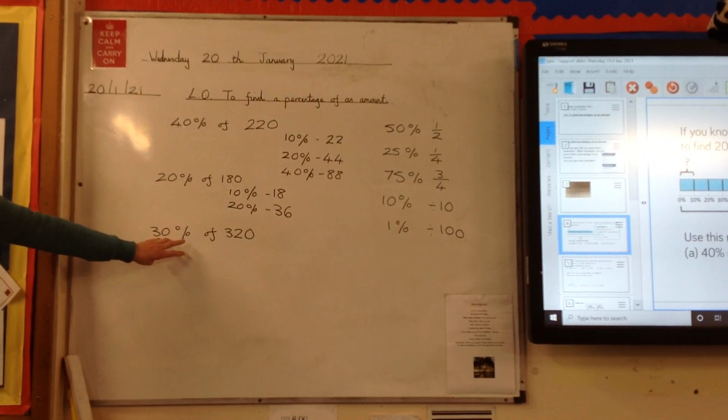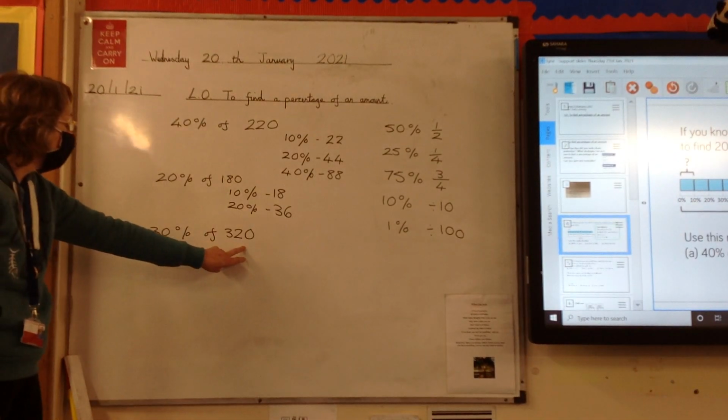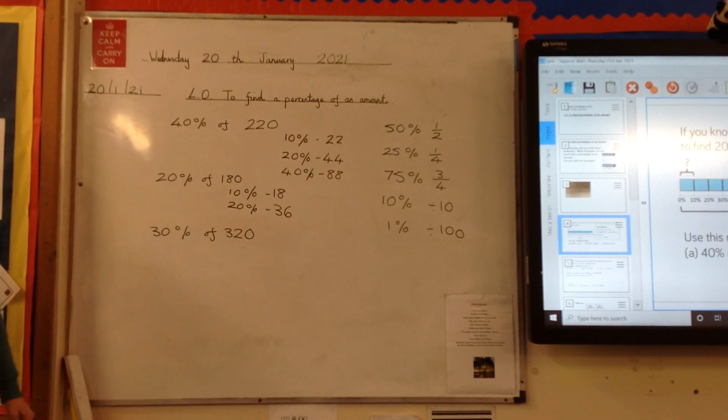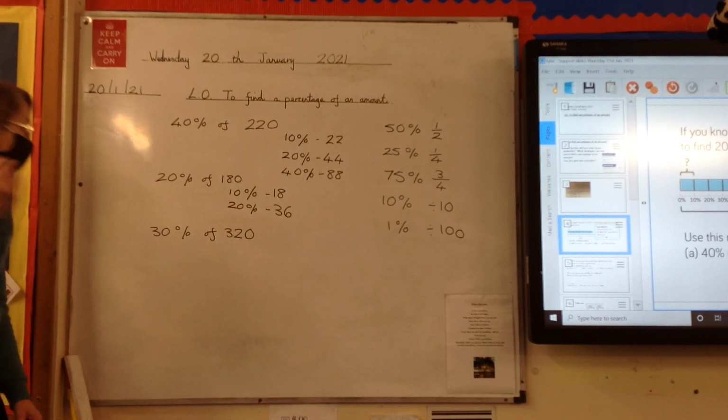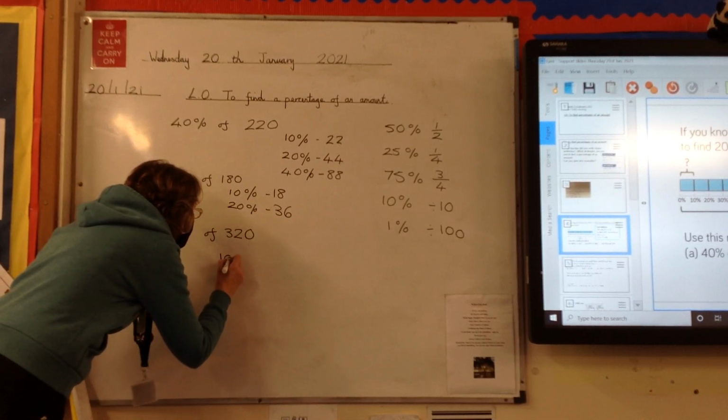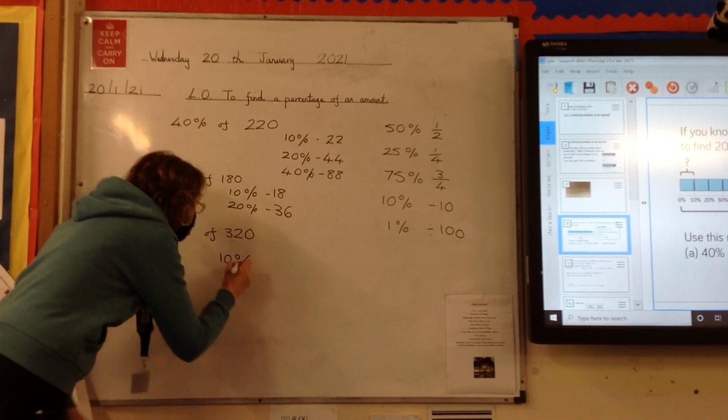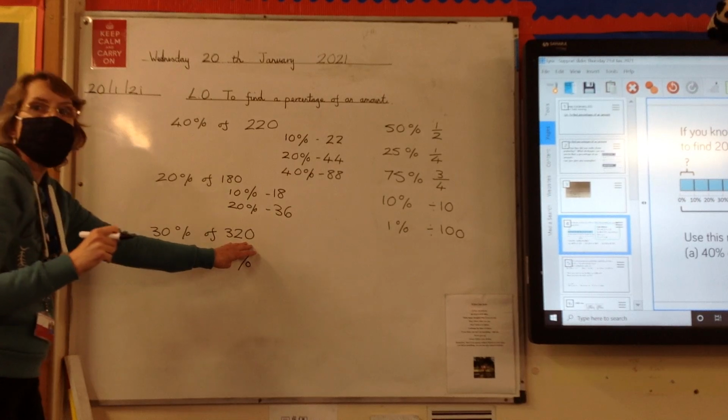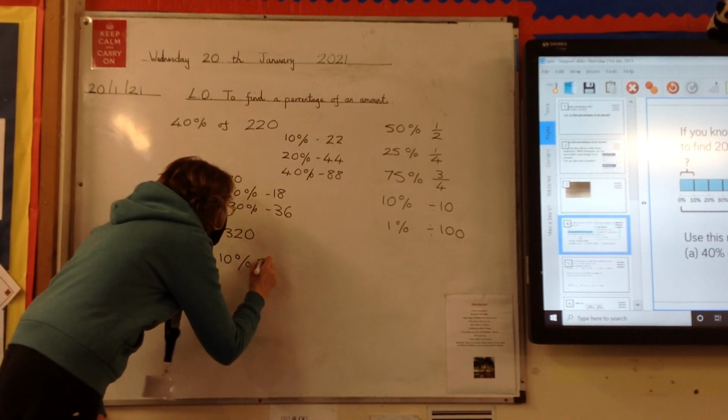Next one, 30% of 220. How would we do that? What do we start with? What do we know already? I would do 10%. Yes, I would agree with that. I would do 10% as well. 10% divided by 10 would be 22.